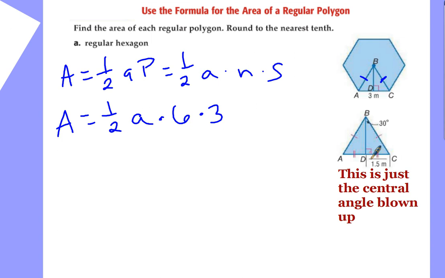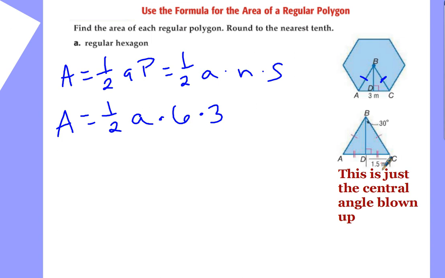This is not new for us. We've talked about 30, 60, 90 right triangles. Or you can think of it in terms of trig functions. I have this angle, the adjacent apothem is what we want to find. I know the opposite of 1.5, so I could use tangent as well too. There's a lot of different varieties and ways that we can go about this particular problem here.